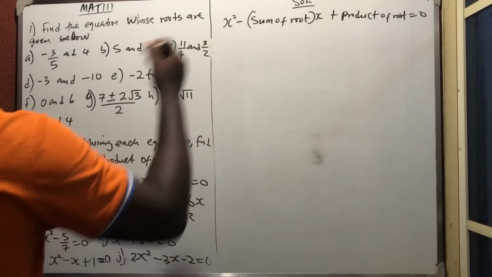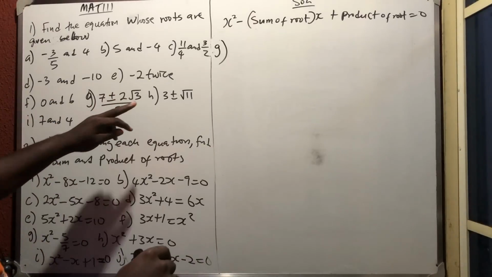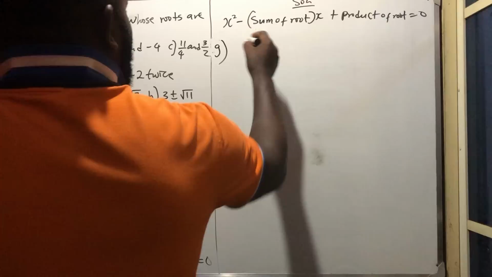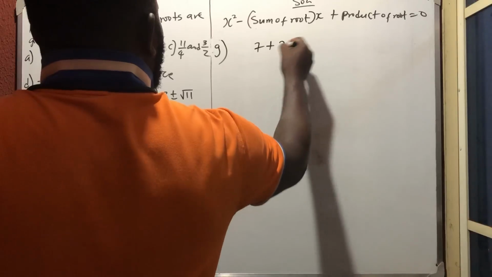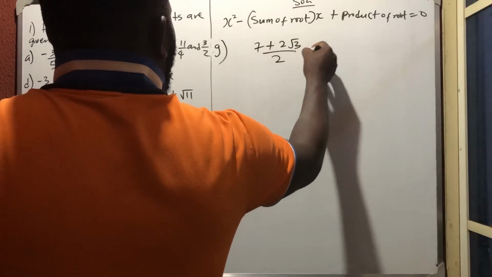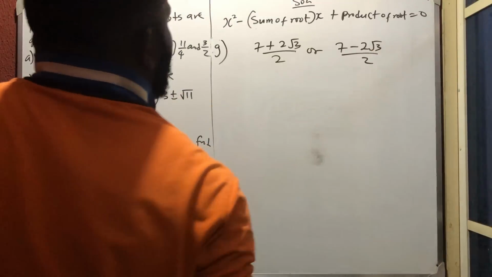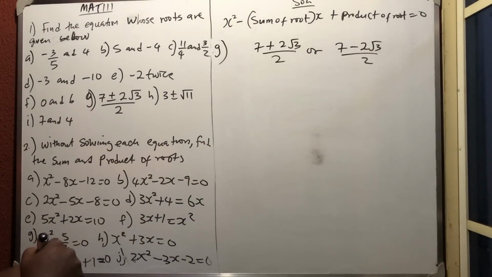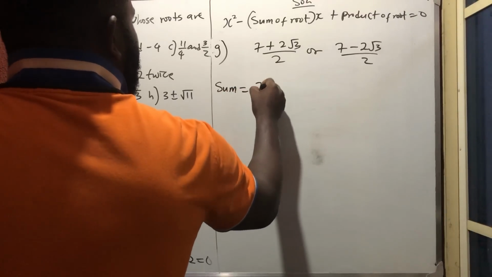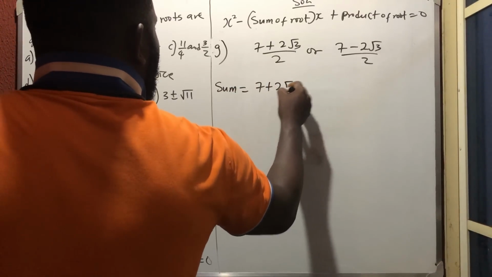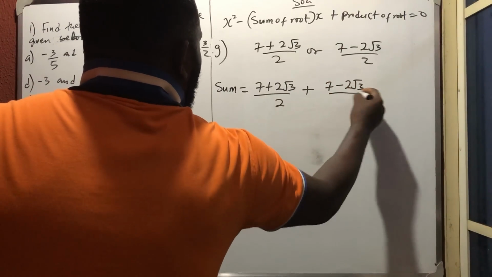Okay, G said they gave us 7 plus or minus this. So the roots are 7 plus 2 root 3 over 2, or 7 minus 2 root 3 over 2. So this is the roots. So let's get the sum. The sum is simply 7 plus 2 root 3 over 2 plus 7 minus 2 root 3 over 2.